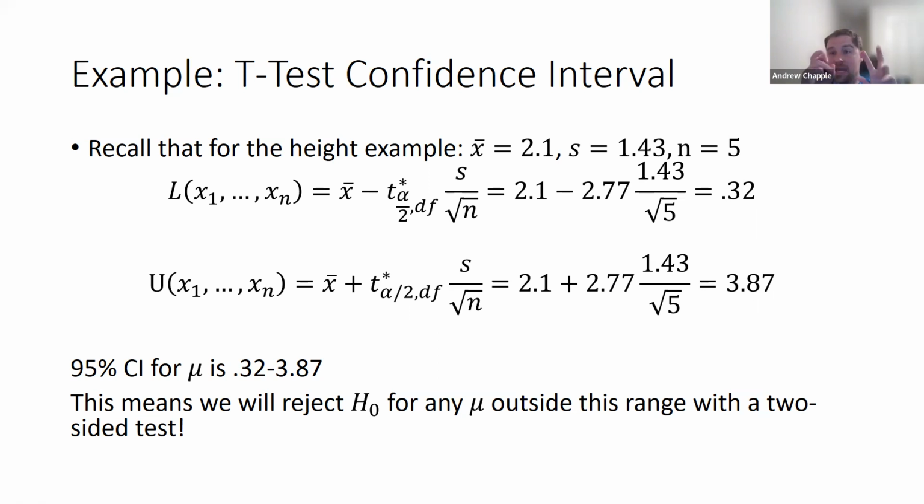So if I want to test, do students grow at all from 7 to 8 years old? So I assume that they don't grow any. I'm going to reject that null, mu equals 0. I'm also going to reject the null that mu equals 4, or mu equals 10, or mu equals negative values.